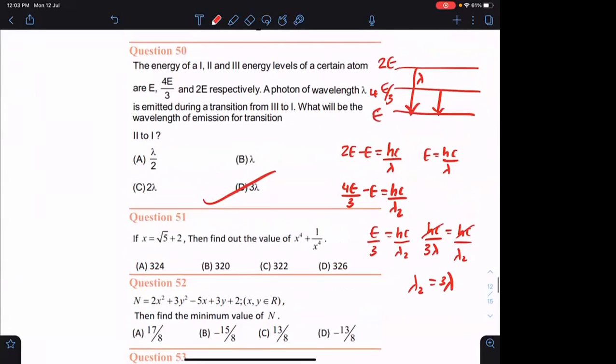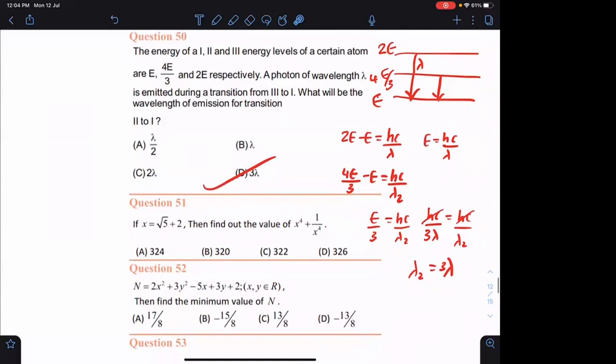Any doubt? For the jump from 2E to E, the wavelength is lambda. For the jump from 4E by 3 to E, what will it be? This minus this has to be equal to hc upon lambda. From here we got the relation between E and lambda. This minus this is hc upon lambda 2. So we substituted E and got lambda 2 as 3 lambda. Any doubt, anyone? Okay.